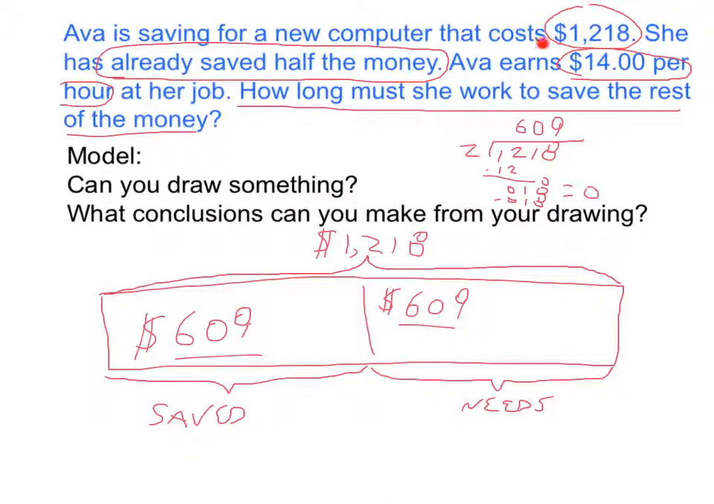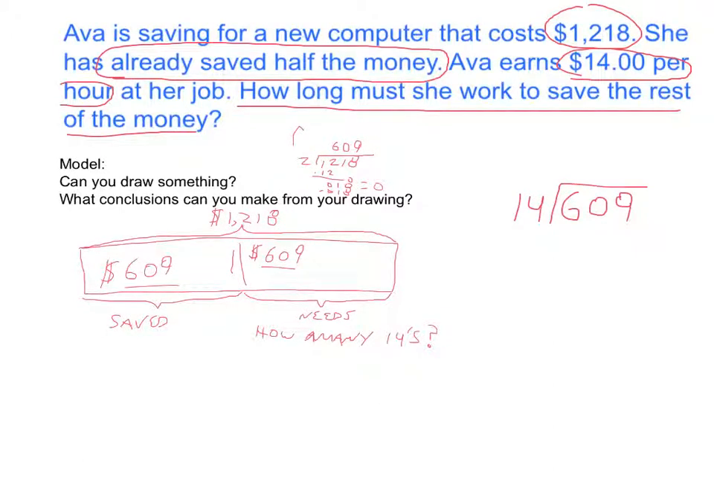So we've used the total amount up here, and we've already cut that amount in half to figure out how much half the money is. Our next bit of information says Ava earns $14 per hour at her job. How long must she work? So what we need to answer is how many 14s do we need? That's the division problem we need to solve, so I have to set up a division problem. We're going to divide 609 by 14.